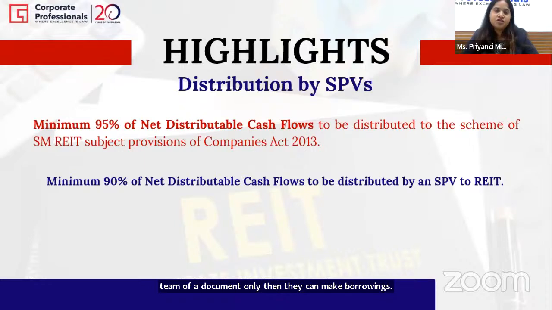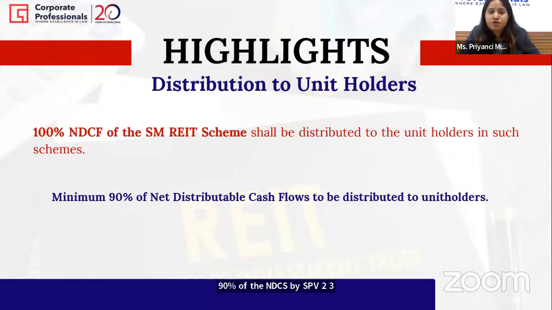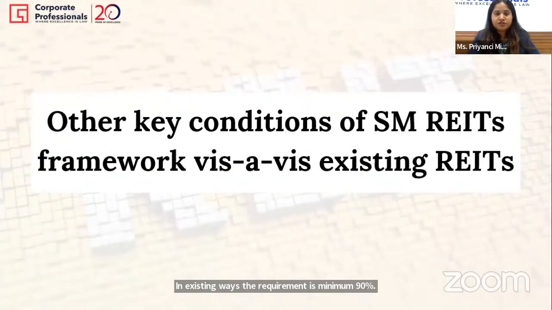Coming to the distribution requirements, since here also we have the concept of SPVs, as in normal REITs, in case of SM REITs minimum 95% of the net distributable cash flows has to be distributed to the scheme of the SM REIT. And then the scheme will transfer such amount to the investors. In existing REITs, the requirement is to distribute 90% of the NDCFs by SPV to REIT. Distribution to unit holders: 100% of the NDCF that the SM REIT scheme receives from their SPVs has to be distributed to the unit holders of that scheme. In existing REITs, the requirement is minimum 90%. So let's talk about a few other key conditions.